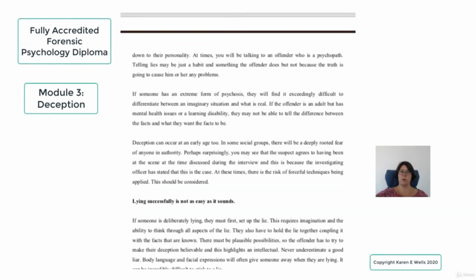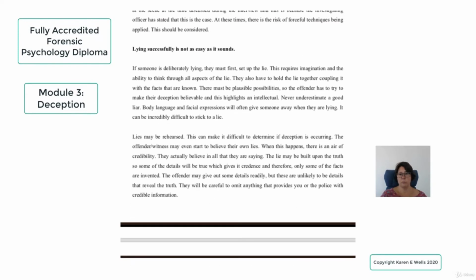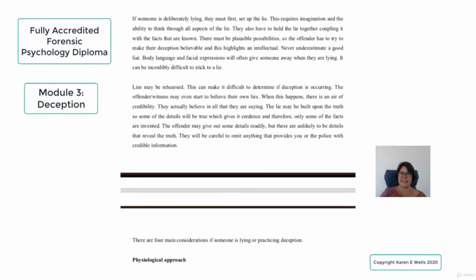Of course, you're going to encounter people as well with some level of psychosis. If it's an extreme form, they're going to find it exceedingly difficult to differentiate between an imaginary situation and what's real. So if the offender is an adult but has mental health issues or a learning disability, they may not be able to tell the difference between the facts and what they want the facts to be. Lying successfully is not really as easy as it sounds.